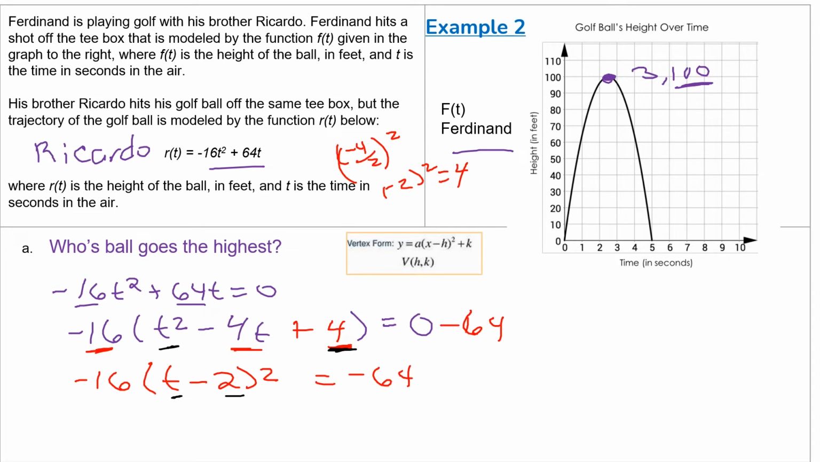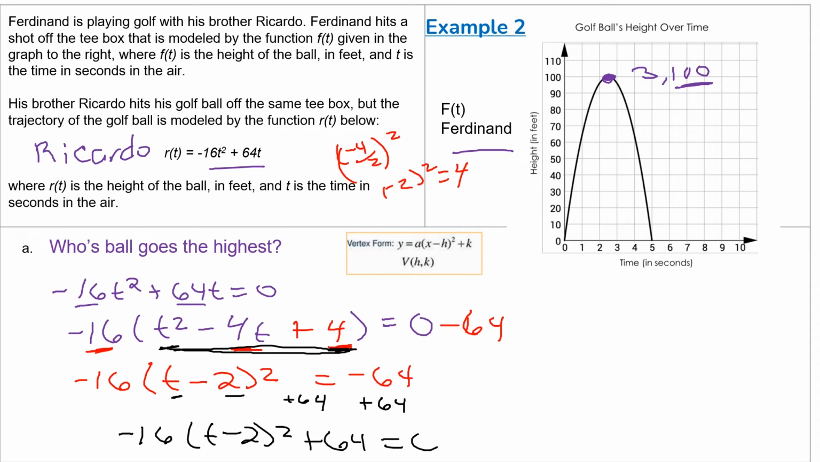And my exponent here is 2. So again, this is a perfect square trinomial. And so to write it in vertex form, I just want to move this 64 back over because I want it to be set equal to 0. So it's plus 64. So now my vertex is written in this form.